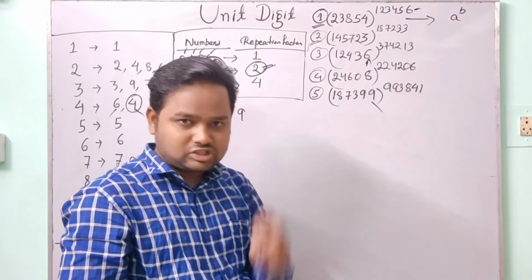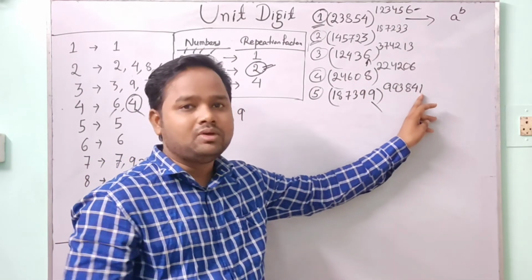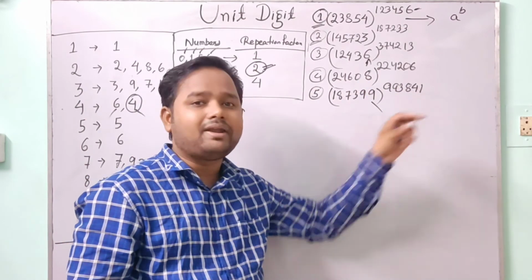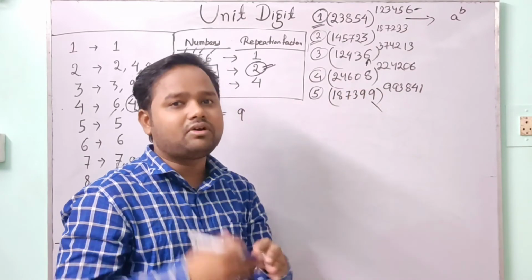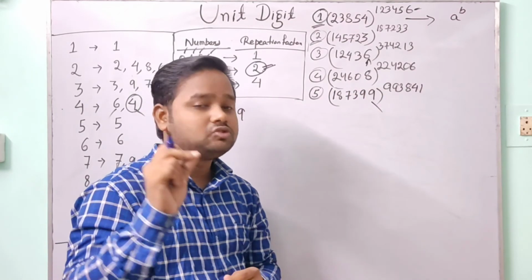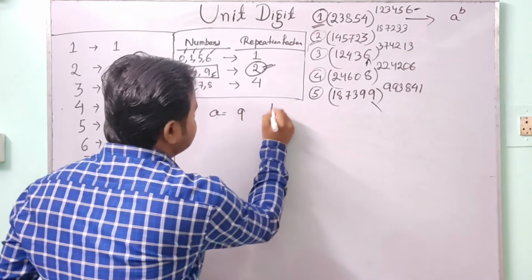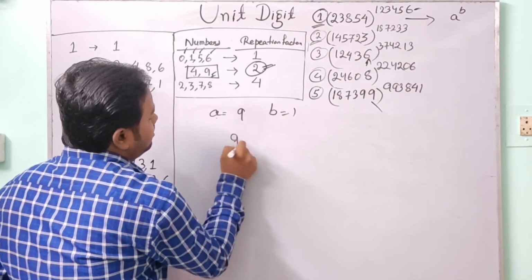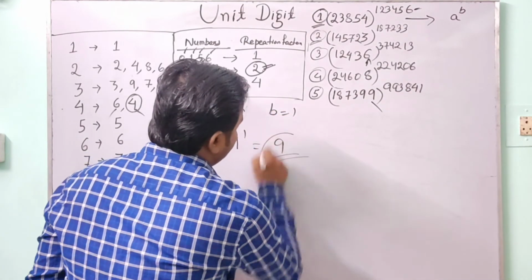Since the repetition factor is 2, we have to divide the last digits, 41, by 2. By dividing 41 by 2, the remainder will be 1, because 40 is divisible and 1 is not divisible. So the remainder is 1 here. So b is equal to 1. So 9 power 1 is equal to 9. The answer will be 9.